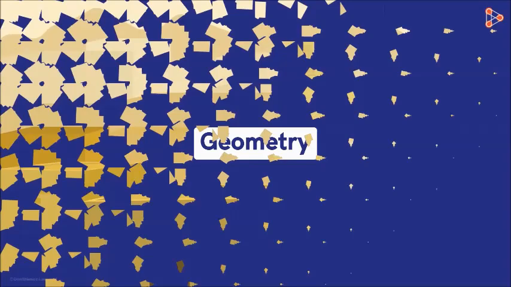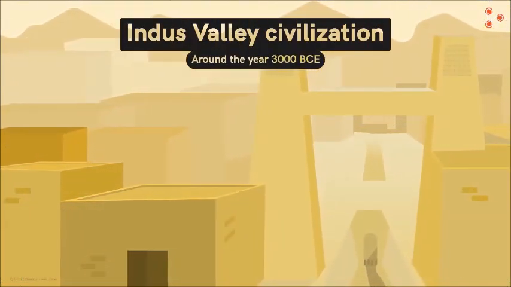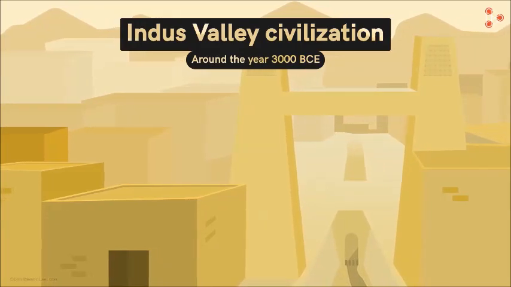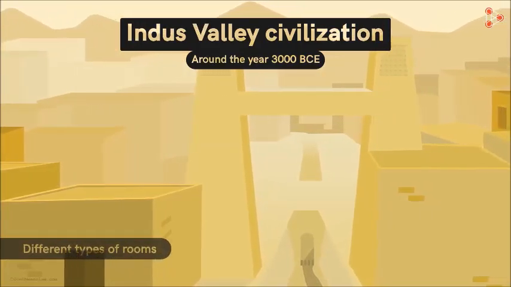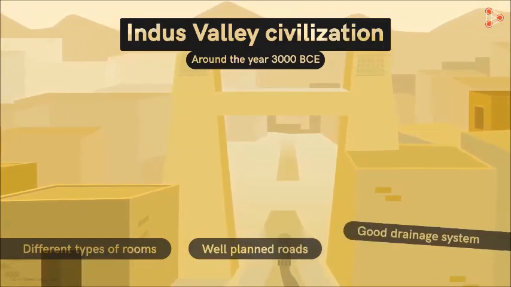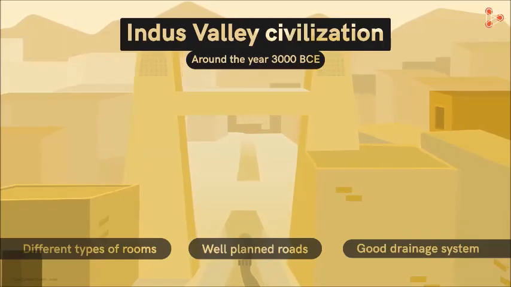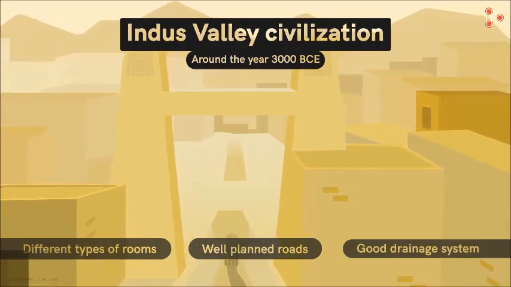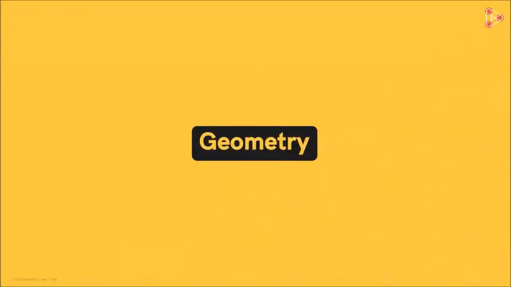The Indus Valley civilization around the year 3000 BCE also made use of geometry. Their cities were well planned, houses had different types of rooms, well-planned roads, and a good drainage system. This was not possible if they did not know the use of geometry. Basically, geometry was being used in many parts of the world throughout the period.